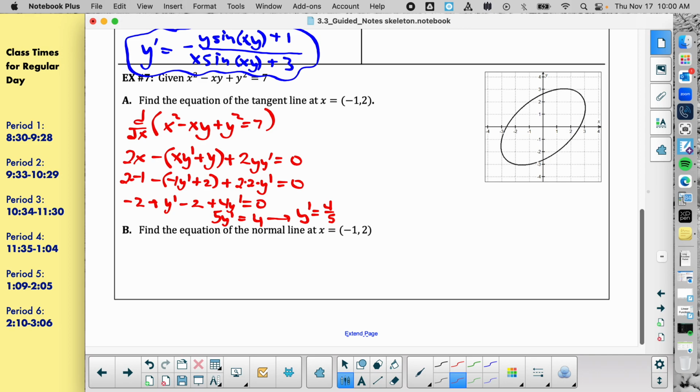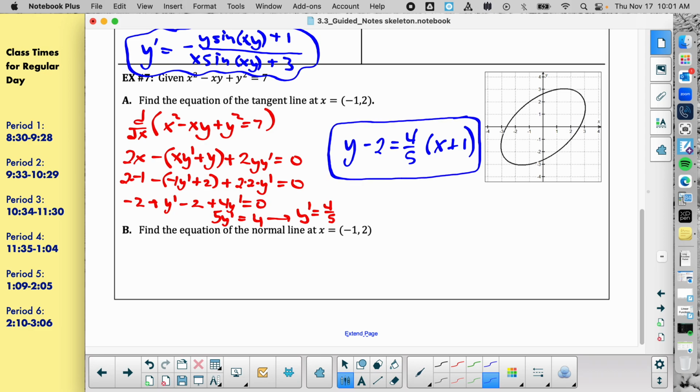Okay. Oh, I forgot I was going to call somebody. Fiona? So I've got a slope of 4/5. How do I write the tangent line? Is it like y minus y1 equals m times x minus x1? Yep. Correct. That's the tangent line.